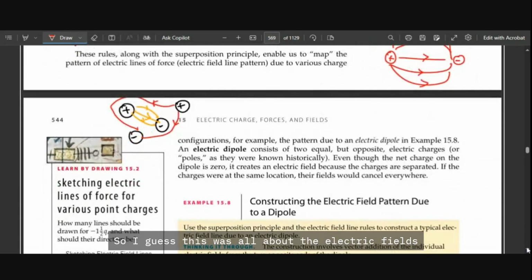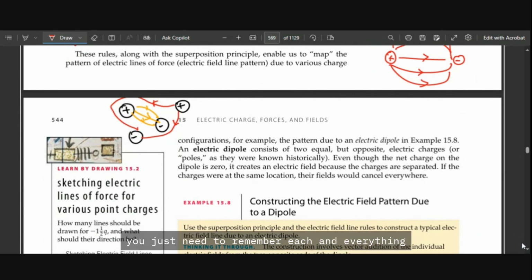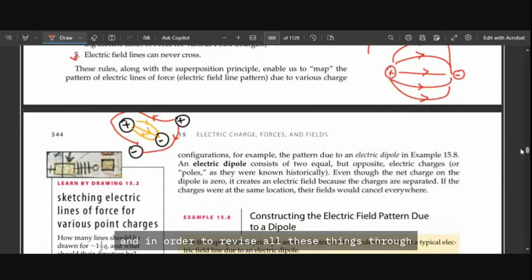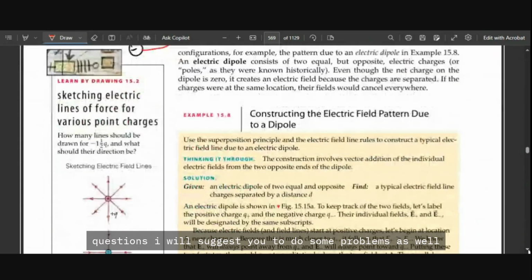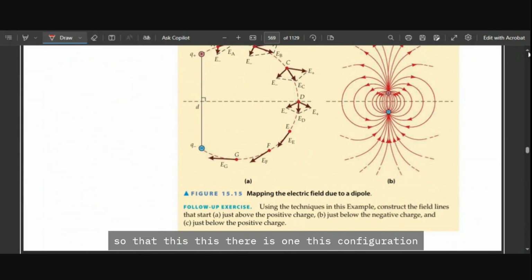So I guess this was all about the electric fields and electric field lines. You just need to remember each and everything. And in order to revise all these things through questions, I will suggest you to do some problems as well, so that there is this configuration.